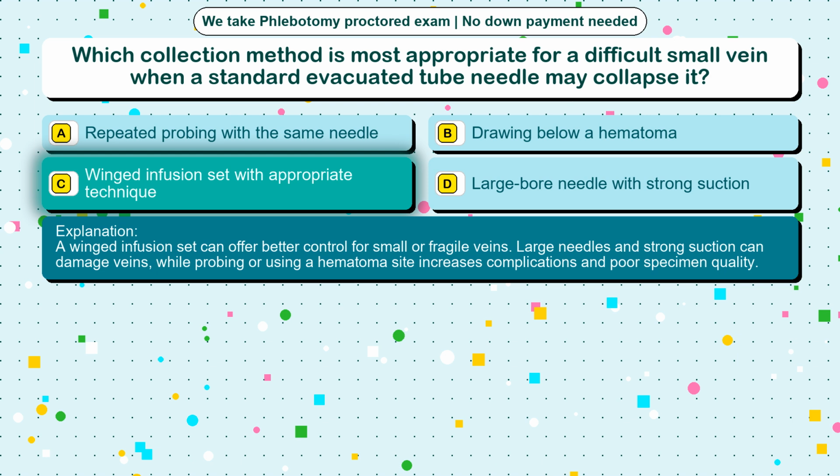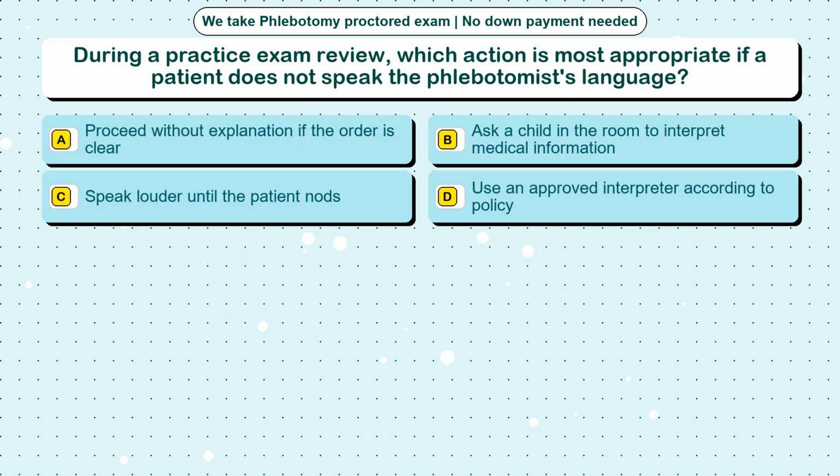Question 50. During a practice exam review, which action is most appropriate if a patient does not speak the phlebotomist's language? Option A, proceed without explanation if the order is clear. Option B, ask a child in the room to interpret medical information. Option C, speak louder until the patient nods. Option D, use an approved interpreter according to policy.